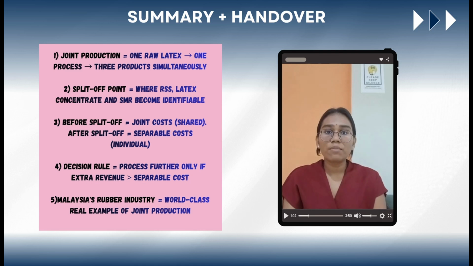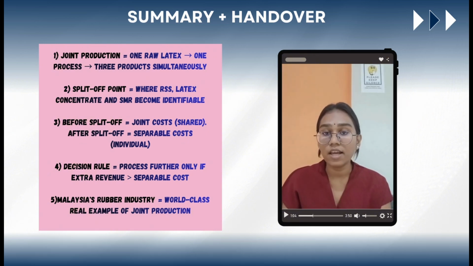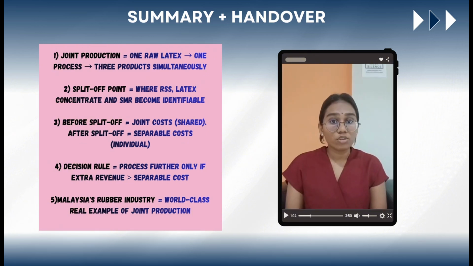And number 5, Malaysia's rubber industry is a world-class, real-life example of joint production happening right here at home, contributing RM 18 billion in exports. So that covers everything on the production process side.